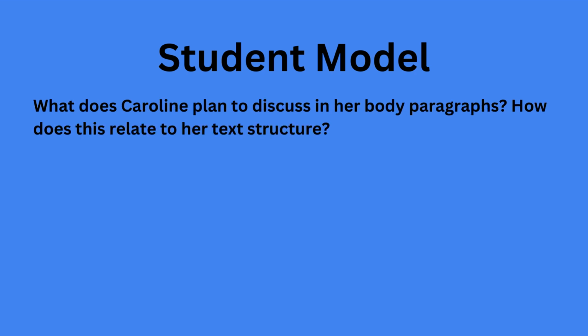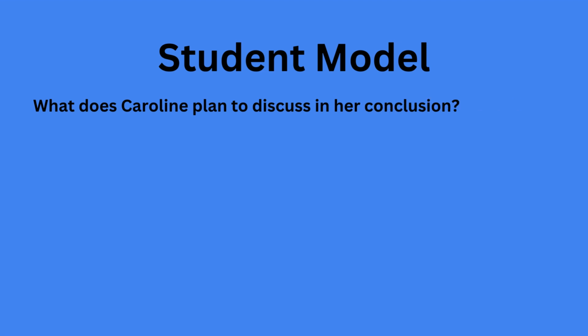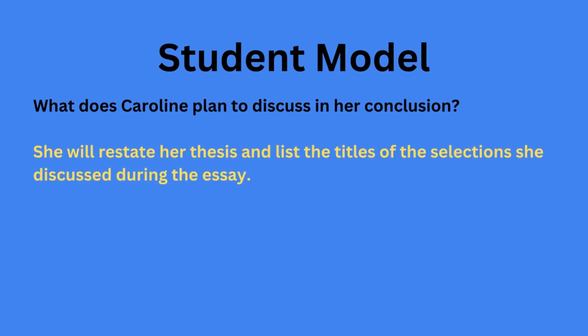What does Caroline plan to discuss in her body paragraphs, and how does this relate to her text structure? She plans to compare and contrast powerful language in She Unnames Them, Speech to the Second Virginia Convention, and Letter from Birmingham Jail. Each text will have its own body paragraph. And what does Caroline plan to discuss in her conclusion? She will restate her thesis and list the titles of the selections that she discussed during the essay.